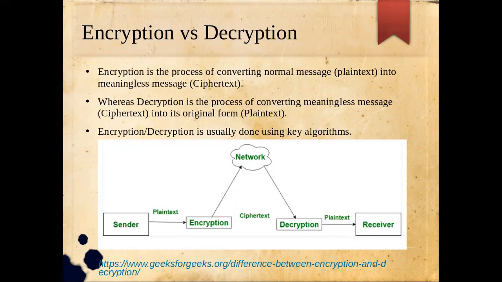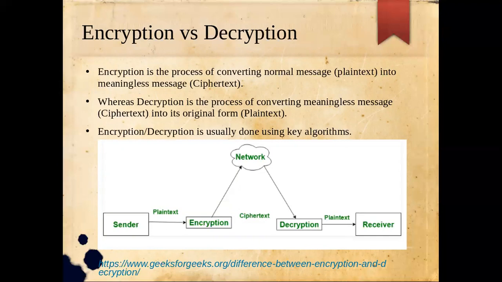In the network, it will travel and reach the receiver. Receiving the text, it will be decrypted, in which you convert the encrypted data into plain text again. This methodology is called decryption. In this way, you have secure communication between the sender and receiver over the network.